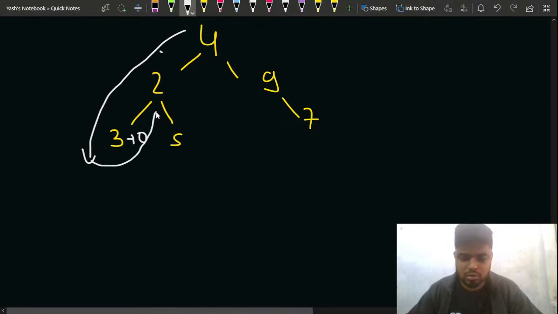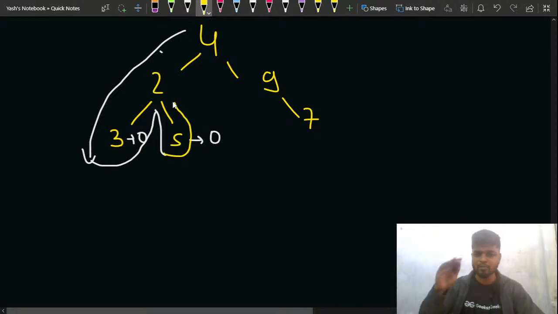I move to this 2, but I haven't touched this 2. I just move up and I go to this 5, that is the right child, and I see that for this right child the tilt is 0 again, because it has no right or left child. Now since I have traversed up till this 5, and I am moving up again, what will be my tilt?